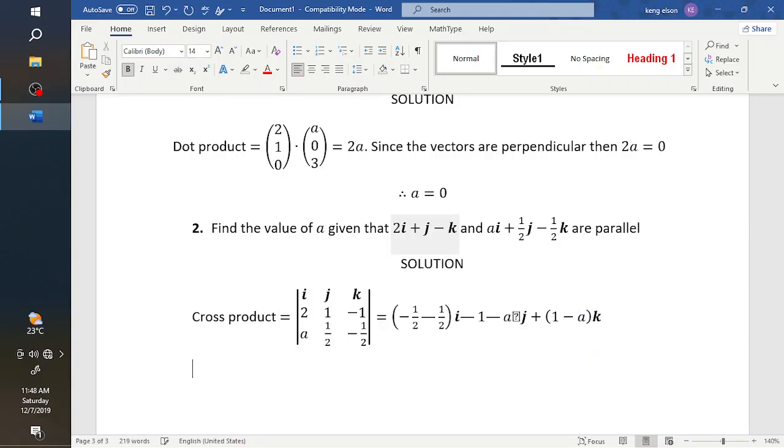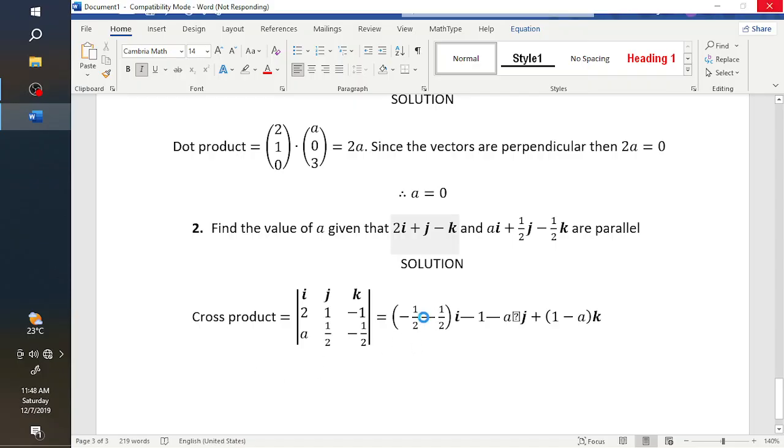Now the result, you have to note something. Remember that this was minus and minus. Minus and minus gives us plus, so you're going to have here negative half plus half, which is 0.